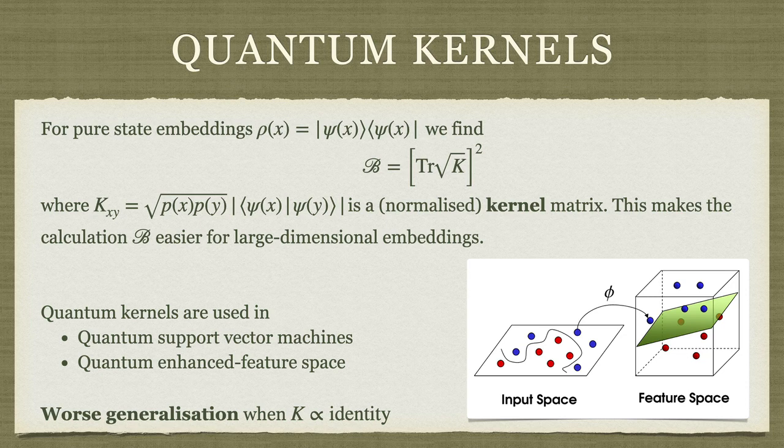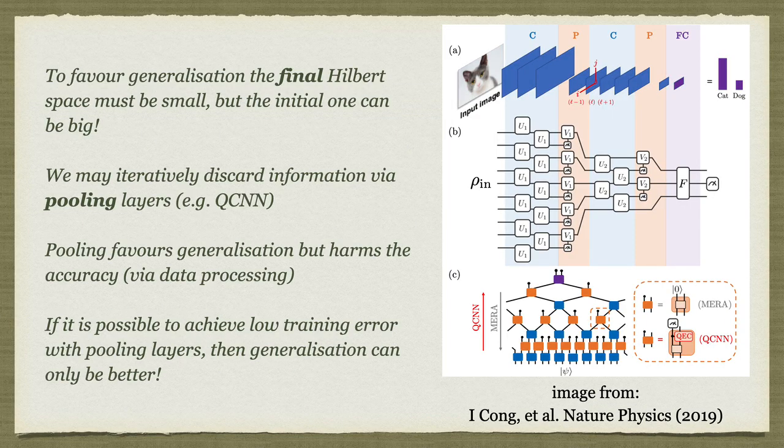Another recent result that will appear on arXiv in an updated version of our manuscript is the link with kernel theory. For pure state embeddings, we show that the generalization bound can also be expressed as the trace of the square root of the normalized kernel operator. So this links our bounds to kernel methods, which are used in quantum support vector machines and in quantum enhanced feature spaces. According to our theory, the worst generalization is obtained when the kernel matrix is close to an identity matrix, something which is quite likely with large dimensional embeddings. So when using quantum kernel methods, one conclusion is that one should avoid kernels that are close to an identity. There is another interesting conclusion from our theory, namely that to favor generalization, the final Hilbert space must be small, but the initial one can be big.